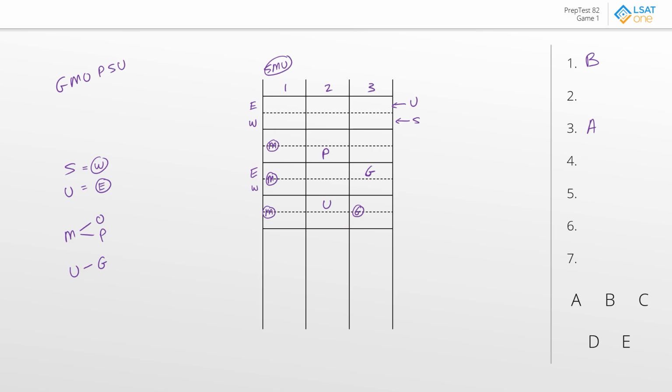That means that S, who has to go into the West Theater, is going to have to go at 1 o'clock, more specifically 1 o'clock in the West Theater. In fact, M, we can adjust. M is going to have to go at 1 o'clock in the East Theater.